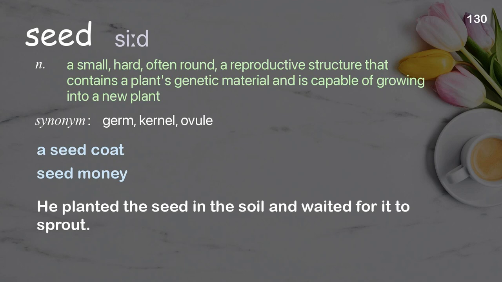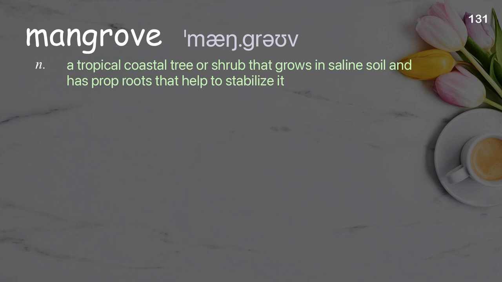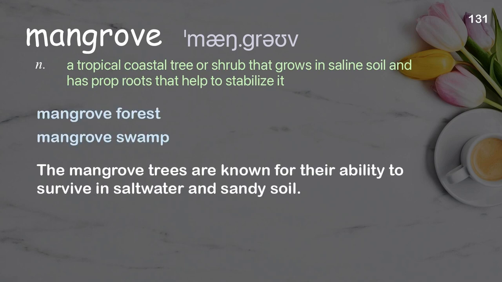Mangrove. A tropical coastal tree or shrub that grows in saline soil and has prop roots that help to stabilize it. Examples: mangrove forest, mangrove swamp. The mangrove trees are known for their ability to survive in saltwater and sandy soil.